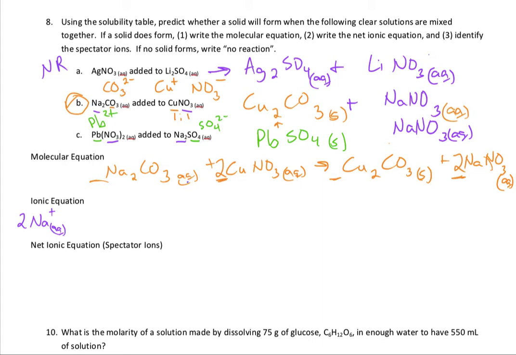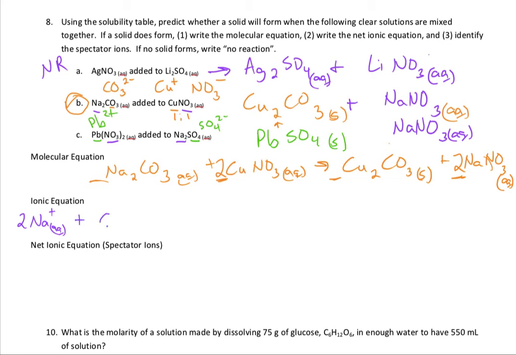Now remember, when an aqueous solution forms, any individual ions in the formula are going to break apart into free-floating ions. So that means that the 2 does not stay as a subscript. That would imply a diatomic ion, and sodium does not do that. Instead, it's 2 free-floating sodium cations in solution.